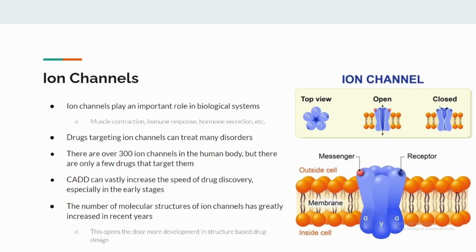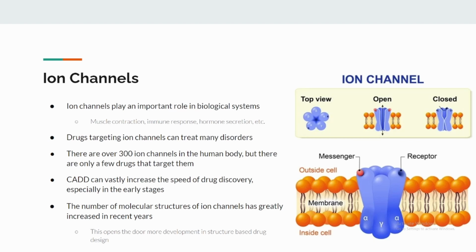And how CADD will help with this is it will use the structural drug design part, where it will 3D model the proteins and the molecules of the drugs and see how they bind with one another, and that will vastly increase the speed of the drug discovery, especially in the early stages, because you need to see what can bind to what before you do any sort of testing.